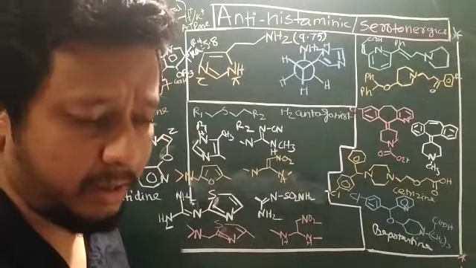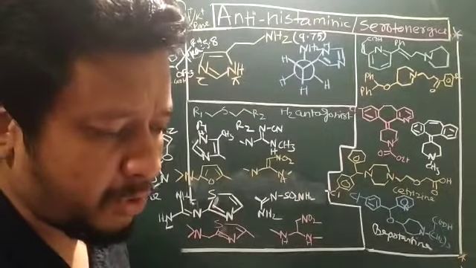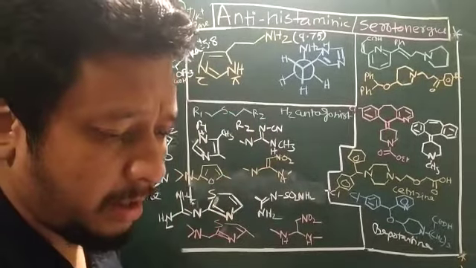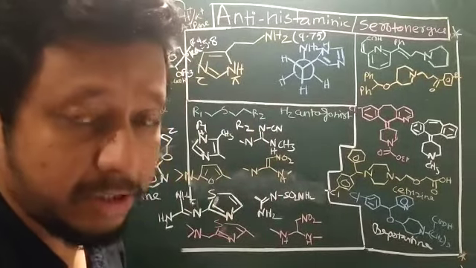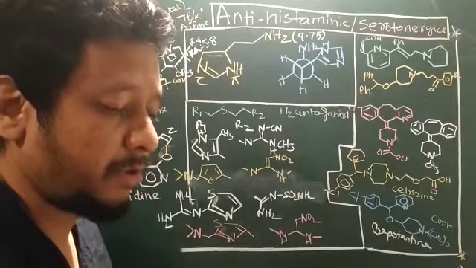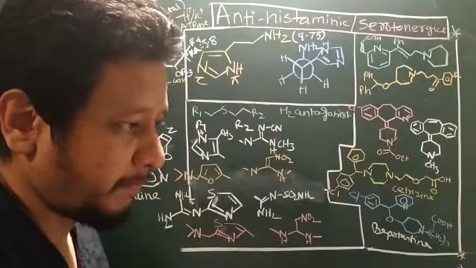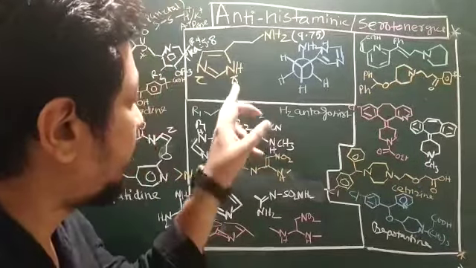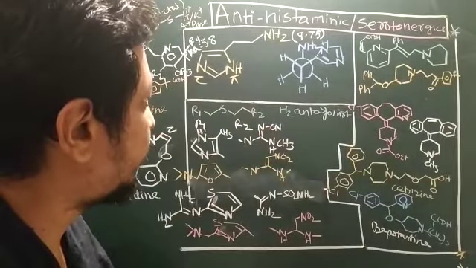Short topic, but it is a very valuable topic. So antihistaminic: histamine is an inflammatory mediator, and it's a neurotransmitter of the CNS. It can be found in high concentration in mast cells, basophils, as well as the enterochromaffin cells of the GIT. So if you see, you have different tautomers of histamine.